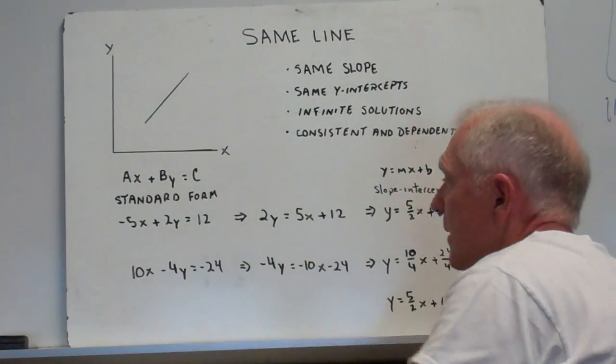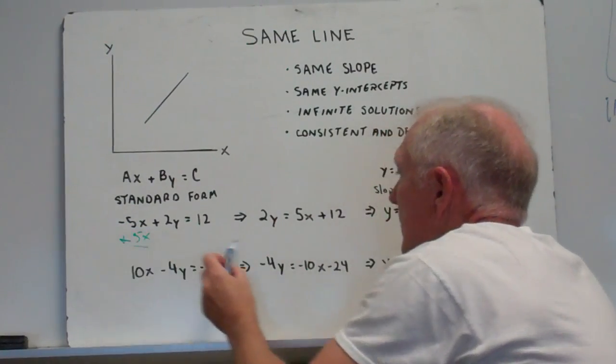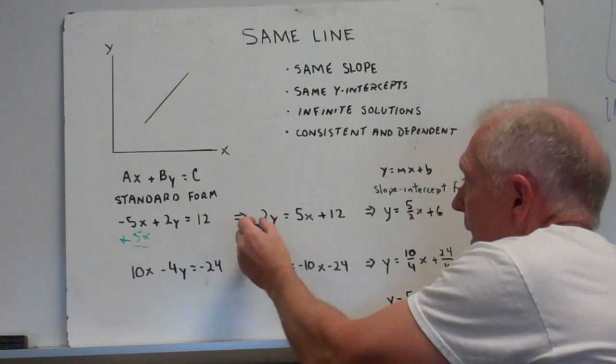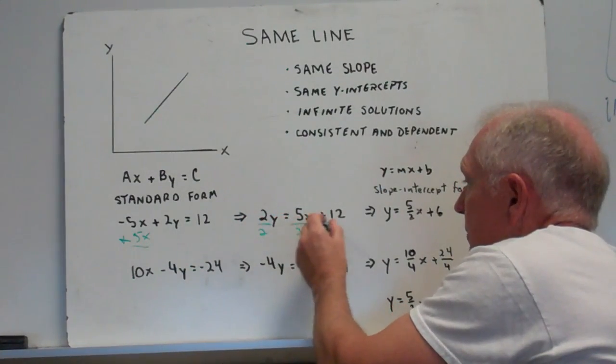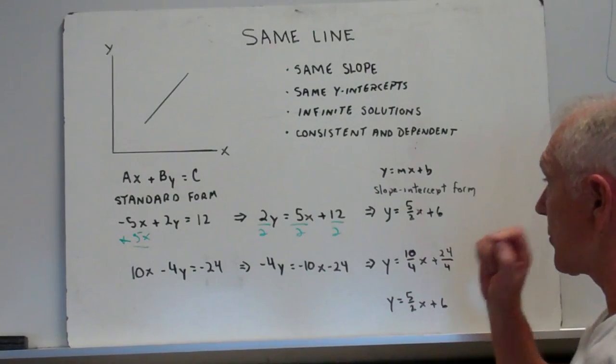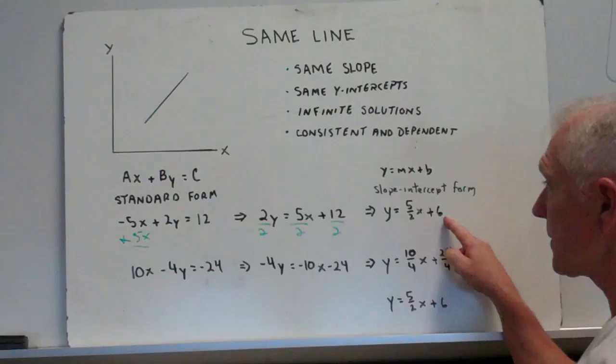I added 5x to both sides. Now I have 2y equals 5x plus 12. Then I divide everything by 2 to get y by itself. And the final equation in slope-intercept form is y equals 5 over 2 x plus 6.